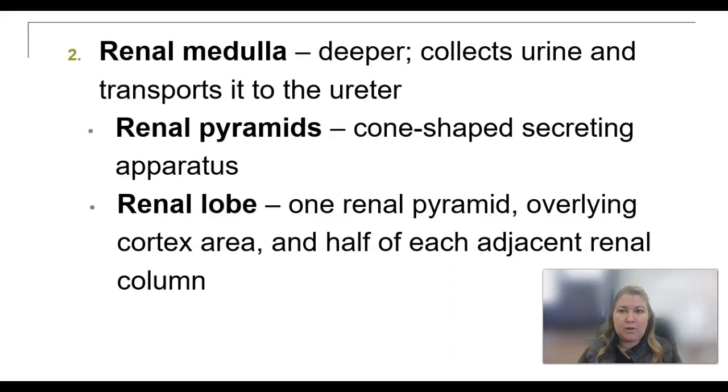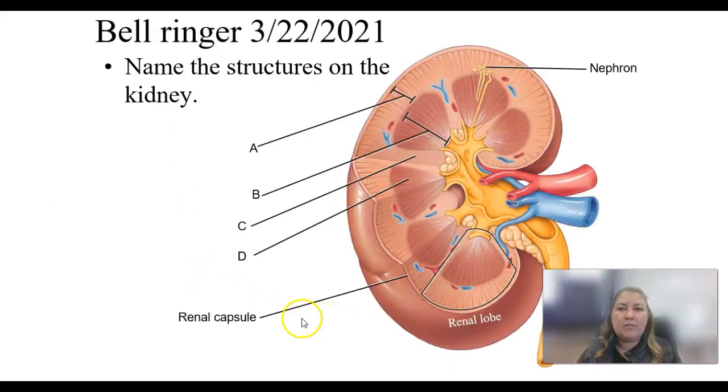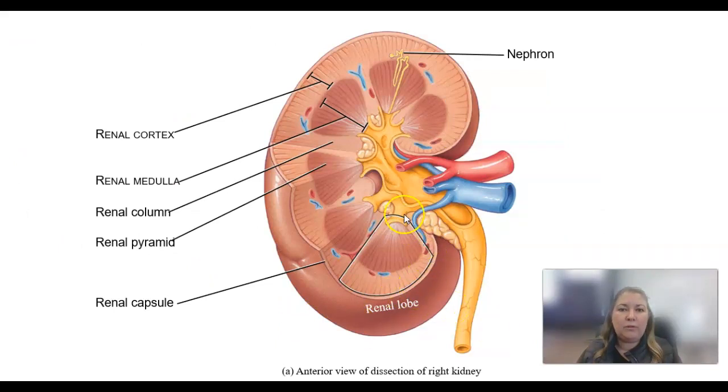The renal pyramids are just cone-shaped collection apparatuses, and one lobe can be described as a single pyramid and half of each of the columns next to it, and that'll be outlined in our picture here on the next slide. So here is our renal lobe. So you can see that is just one region, and you can see this kidney has 1, 2, 3, 4, 5, 6 renal lobes.